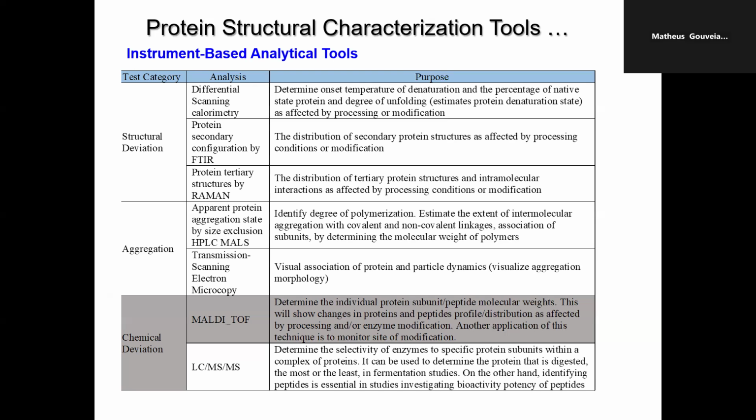MALDI-TOF, who knows what it stands for without looking it up? Matrix-assisted laser desorption ionization. Yes, because you have to ionize in mass spec. And what is TOF? Time of flight, not a toffee or anything. Yes, we use it quite a bit, and I'll give you an example.